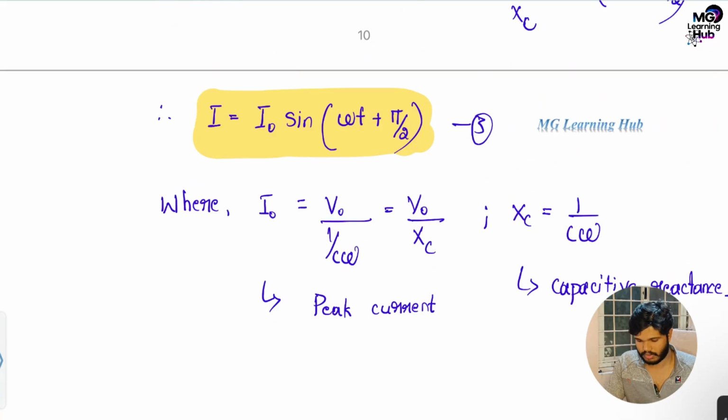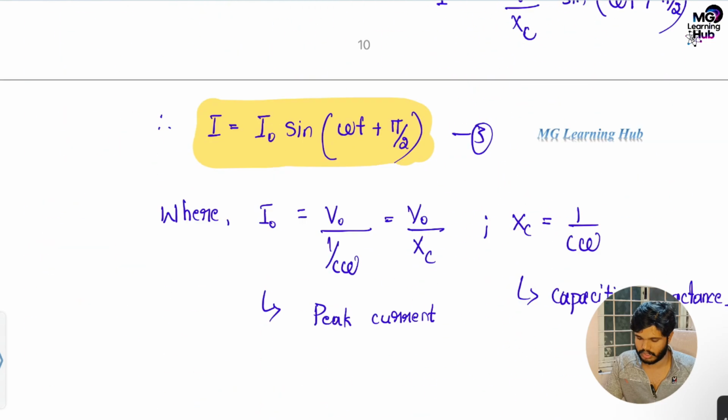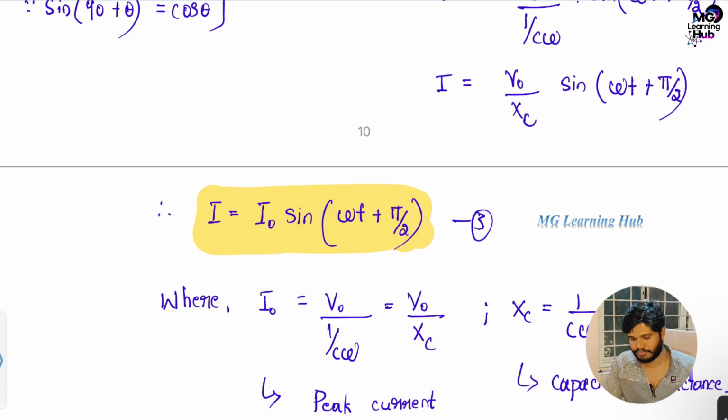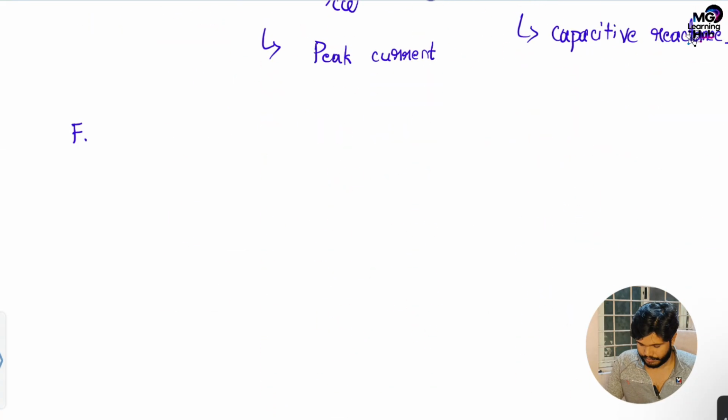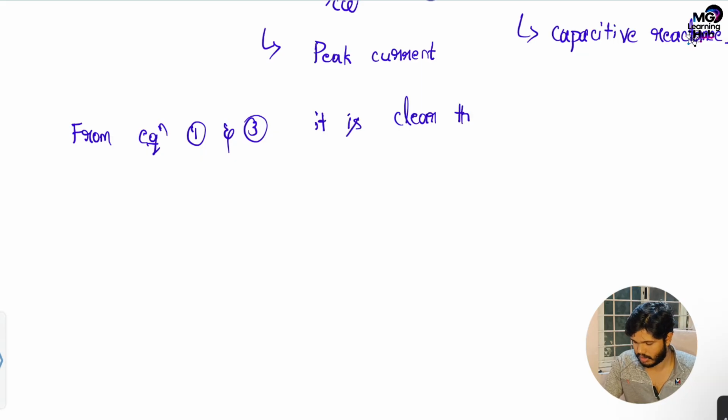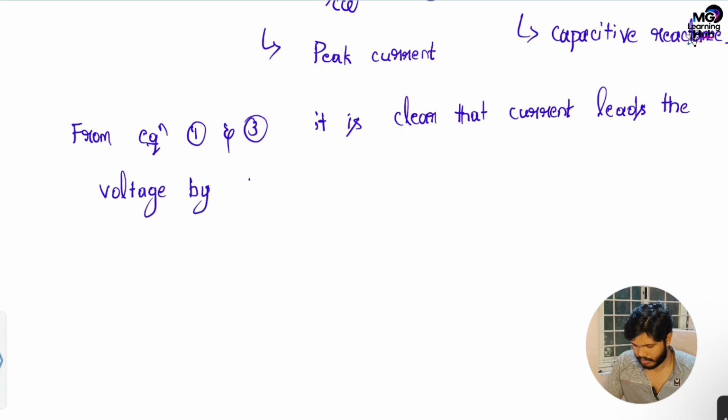Then what else do we need to calculate? Now you guys observe equation 1 and equation 3. In the first equation there is voltage, in the second there is current. So since plus pi by 2 is added in the current case, you can just say that the current leads the voltage by 90 degree. From equation 1 and 3 it is clear that current leads the voltage by phase pi by 2, that is 90 degree. Done.